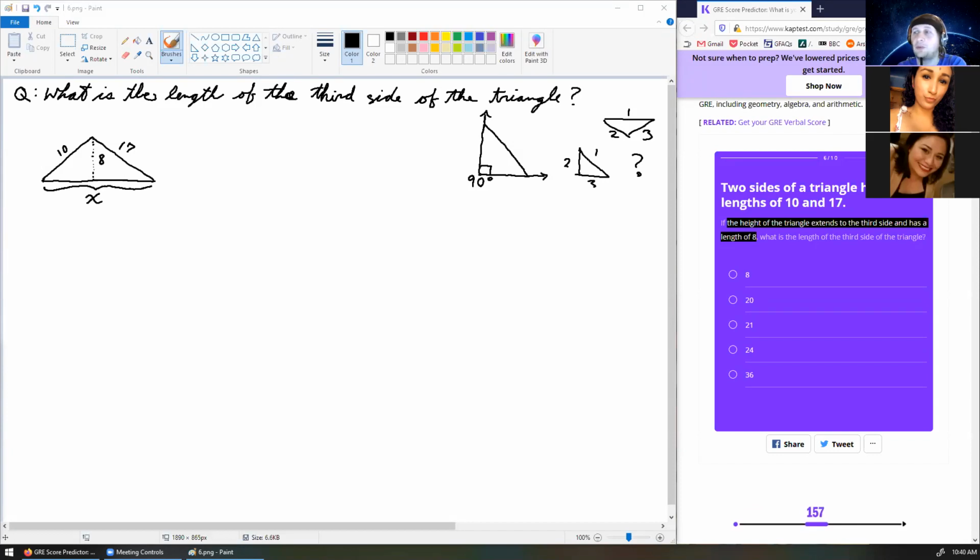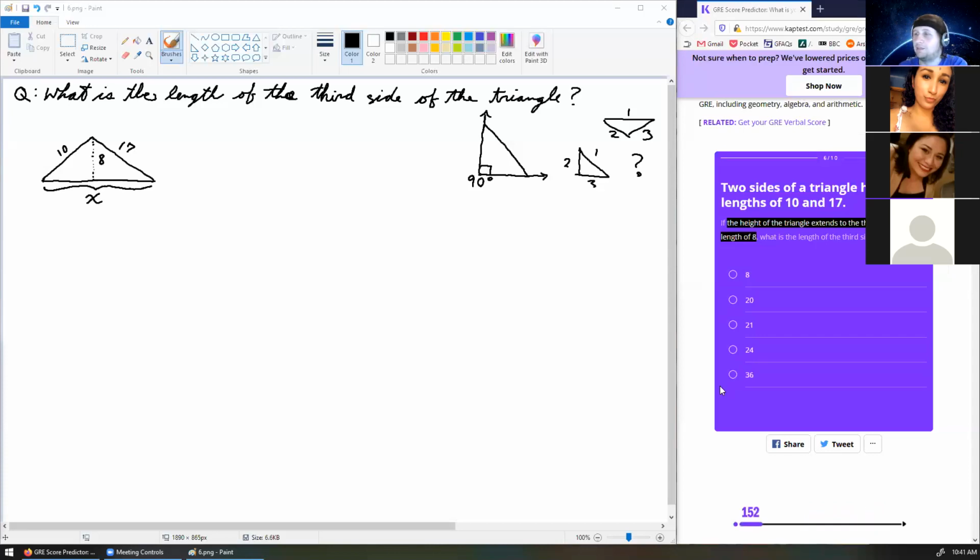We just started this question. We can give you a quick intro. We're just going over some of the questions from a GRE prep test. So this question is a geometry question. Two sides of a triangle have lengths of 10 and 17. If the height of the triangle extends to the third side and has a length of 8, what is the length of the third side of the triangle?